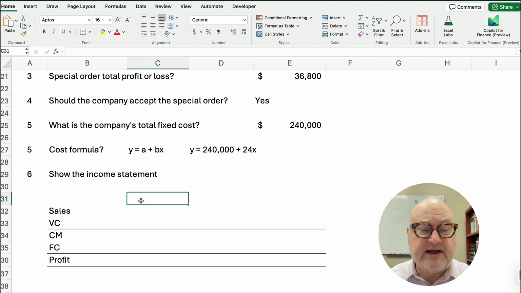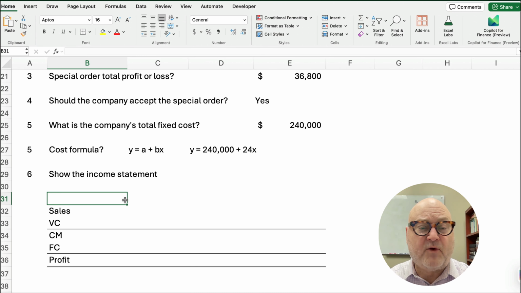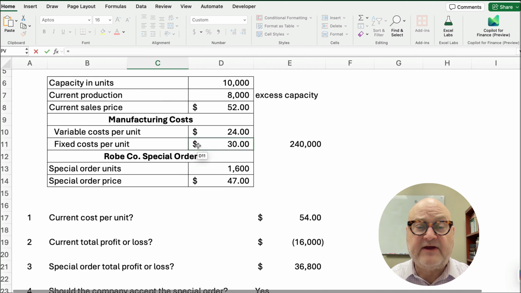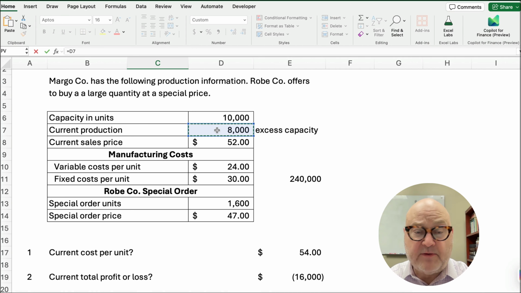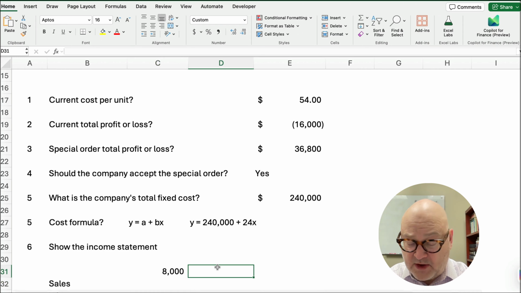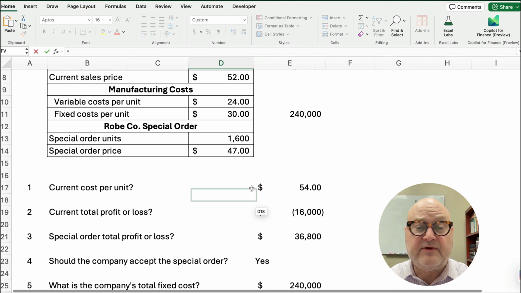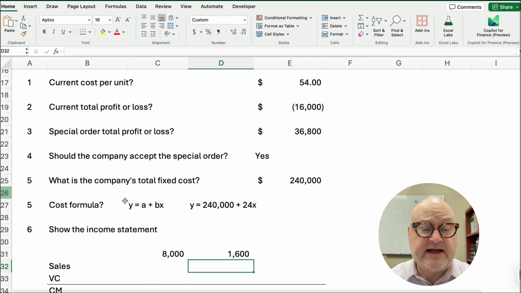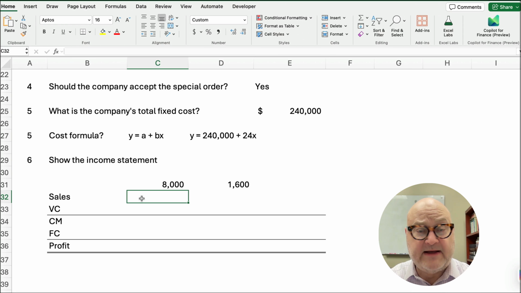Let's show the income statement for the 8,000. So let's start with the 8,000, and then we'll show it for the 1,600. So what if we produce 8,000? What's our profit? What if we produce 1,600? What's our profit? And then we can look at our total. But this will help you understand how the math works, because sometimes if you just use a quick formula, you might make a decision error.